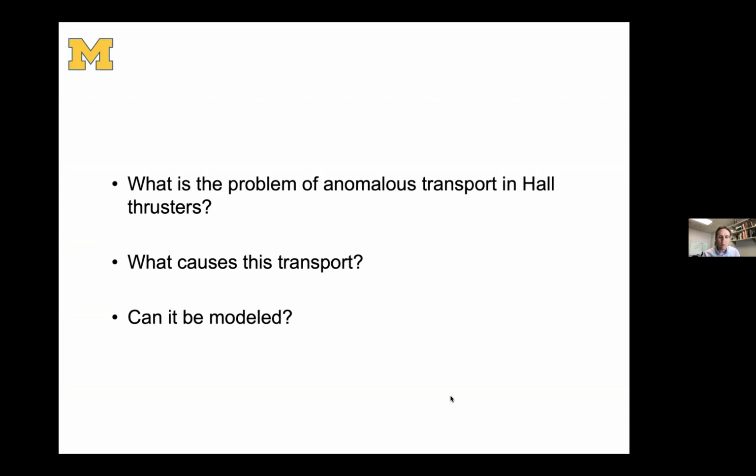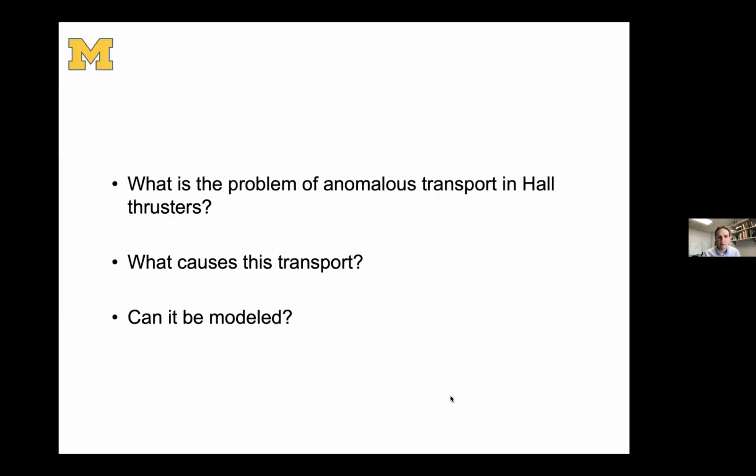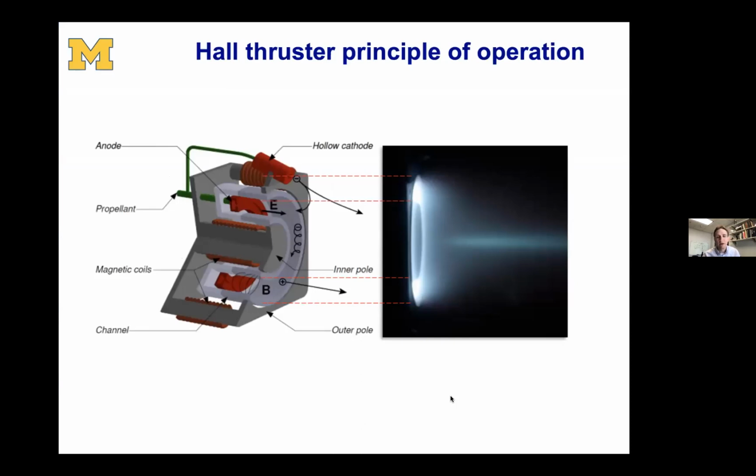And third, how have we recently been trying to leverage that understanding to develop predictive tools which can address this first question outlined here, which is, can we develop the M&S tools which can enable expanding the operating envelope of Hall effect thrusters? So let's start with the first question, which is the problem of anomalous electron transport.